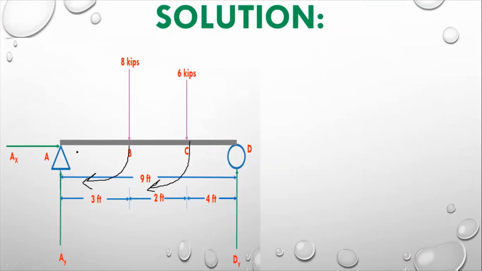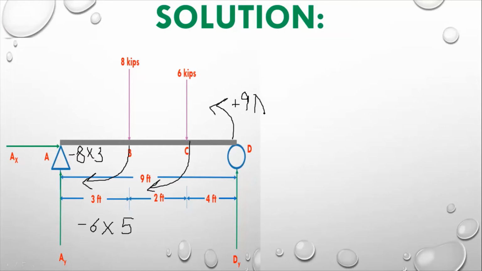So it will be -8, because I am taking anti-clockwise as positive, so clockwise should be negative. So it is multiplied by 8 times 3, because the distance between A and B is 3, and the 6 kips will be -6 into 5, because the distance from A to C is 5 feet: 3 feet plus 2 feet becomes 5 feet. And when we rotate this DY, it will be positive, because it is anti-clockwise.